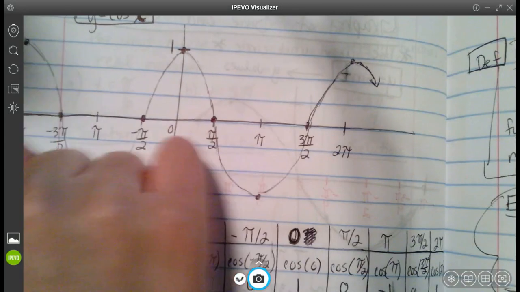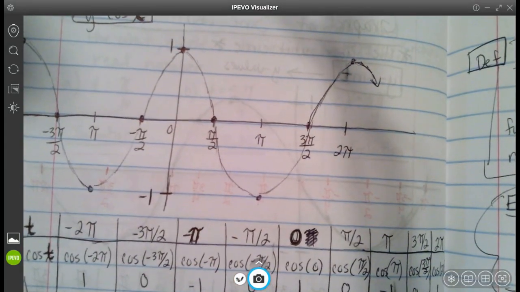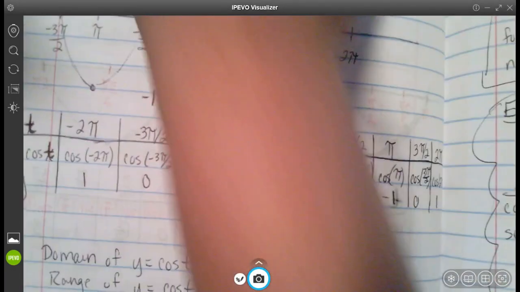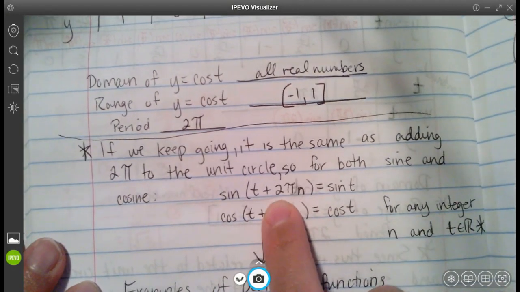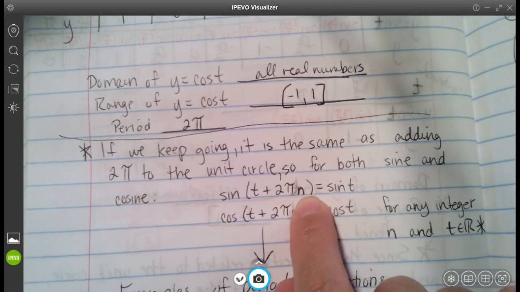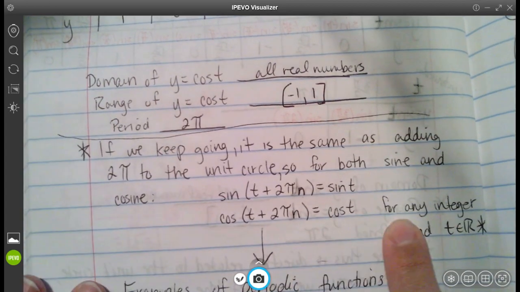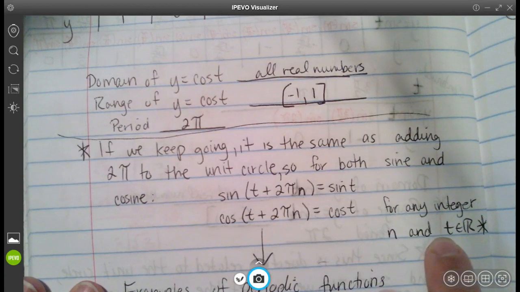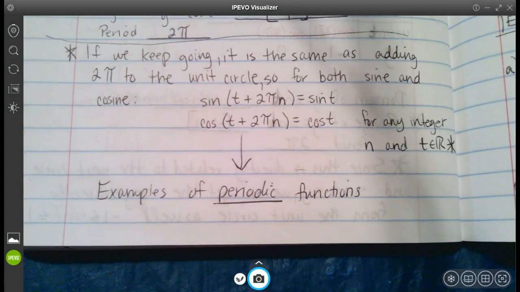Well, since the pattern repeats over here, it's going to land right on itself. So it's the exact same function, which tells us that as long as I don't change anything else, if I'm just changing something inside the parentheses, like a plus or a minus 2 pi times some integer, it's going to be the exact same thing. And that's what this says right here, for any integer n, and t is any real number. These are examples of periodic functions because they repeat over a period of spaces, I should say.